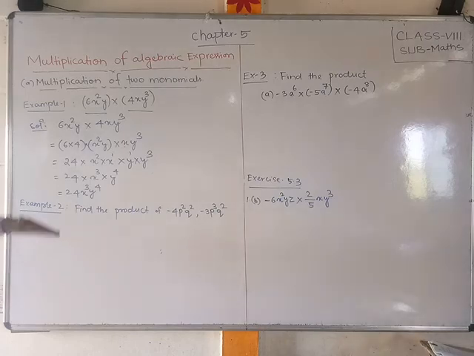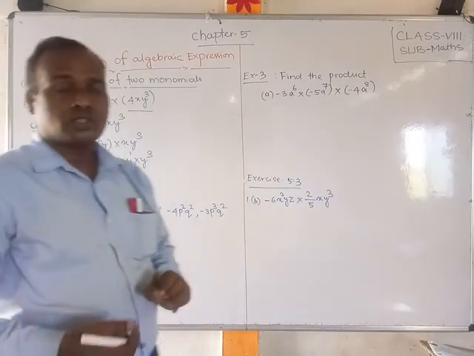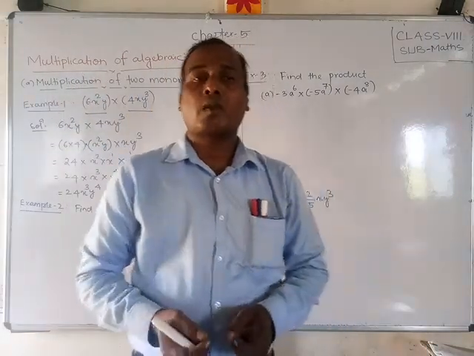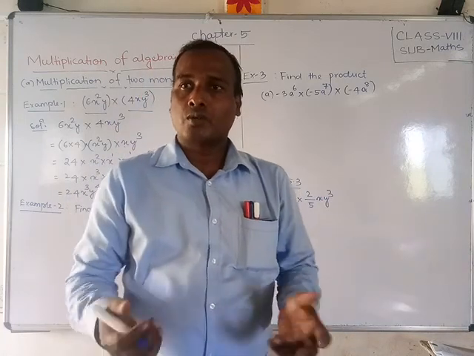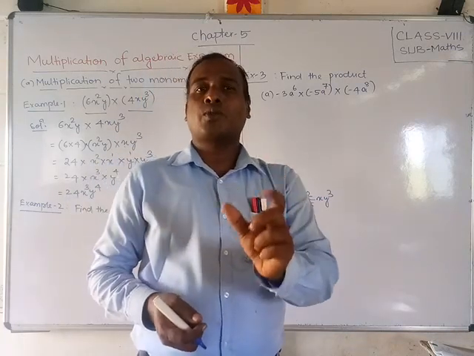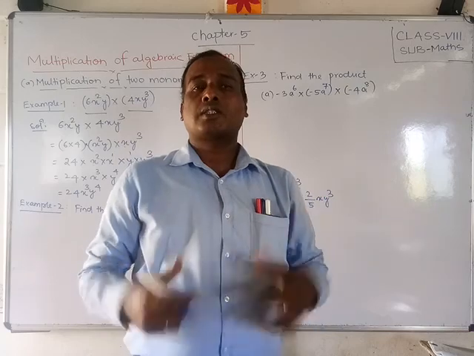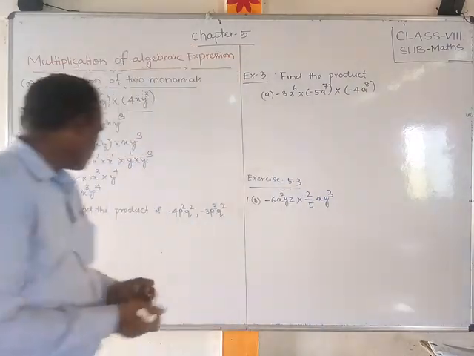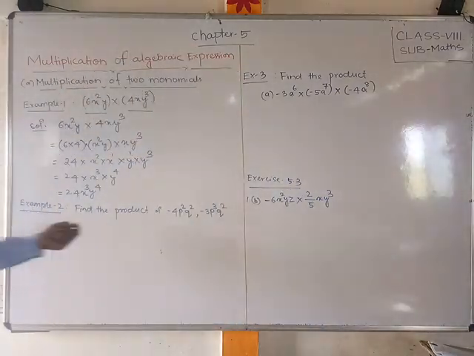Did you understand, students? First you have to multiply the constant factors, then you have to multiply the remaining variables. And write the same variables in one place, then it is easy to multiply. Friends, second example: find the product of this.